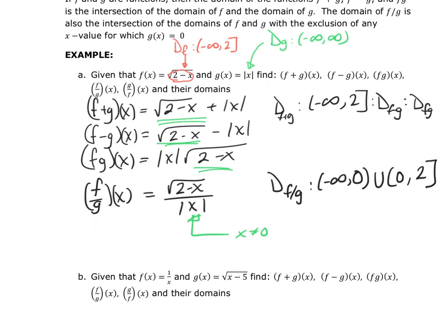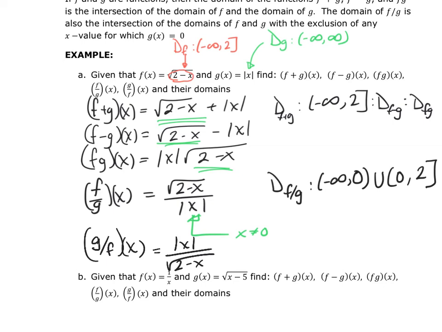So g divided by f of x is going to be equal to the absolute value of x over the square root of 2 minus x. Now the absolute value is in the numerator, so we don't care. We can put anything we want in it. The denominator is going to dominate because first of all it's a square root and it's in the denominator. And this is where I don't get to include 2, because it is in the denominator.